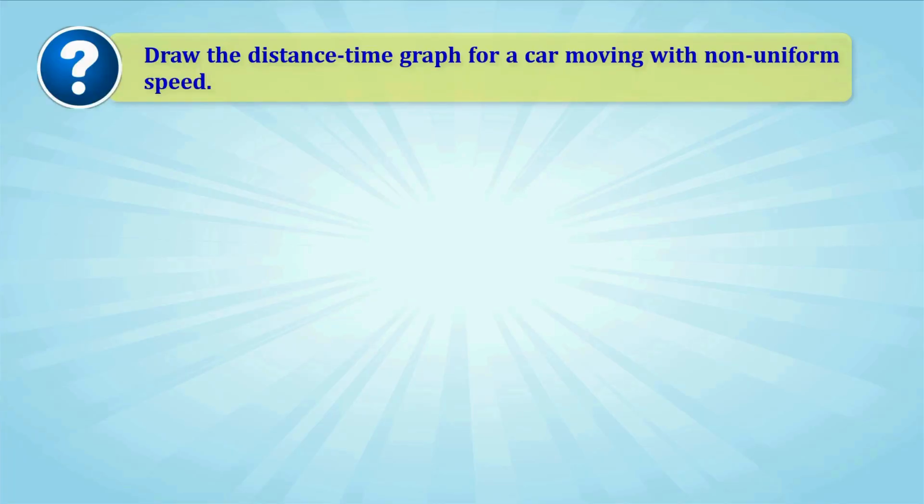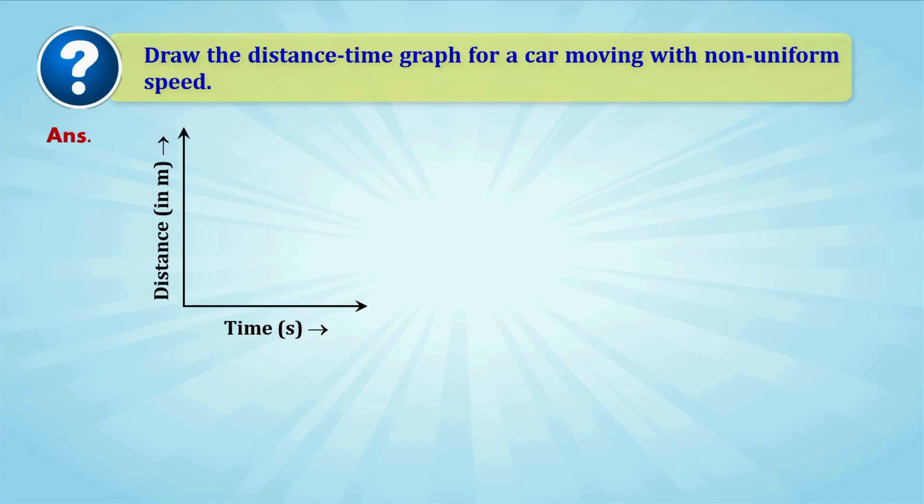Now let us answer another question. The question asks, draw the distance-time graph for a car moving with non-uniform speed. Non-uniform speed means that the speed of the car keeps changing with time. Since the speed is not constant, the distance covered in equal intervals of time will not be equal.